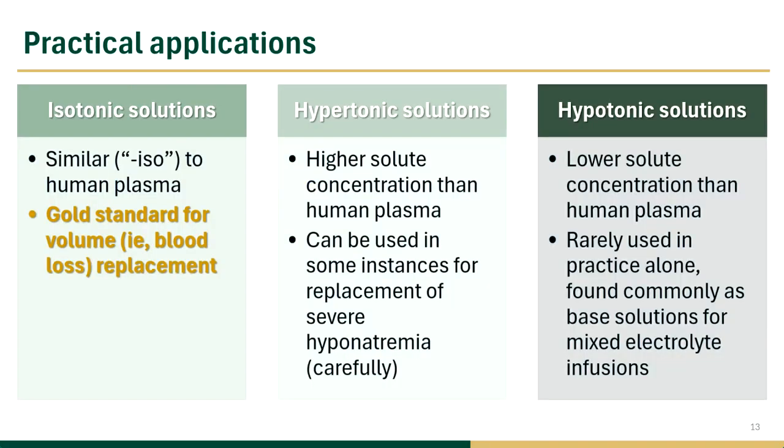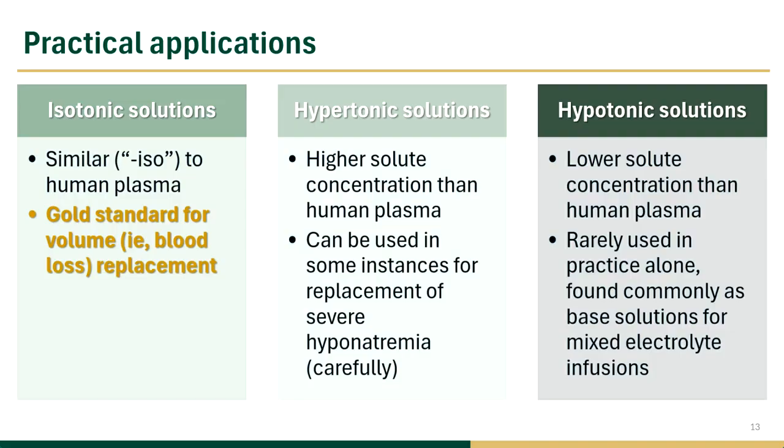Practically, we're going to use this as we get into more of the treatments for fluid and electrolyte deficiencies. Because isotonic means the same, isotonic solutions are generally considered the gold standard for replacing volume. So if a person has blood loss or they're dehydrated and they need additional volume, isotonic solutions are the gold standard for volume replacement. Remember, iso means similar, very similar to human plasma. Hypertonic solutions have a higher solute concentration than the plasma.